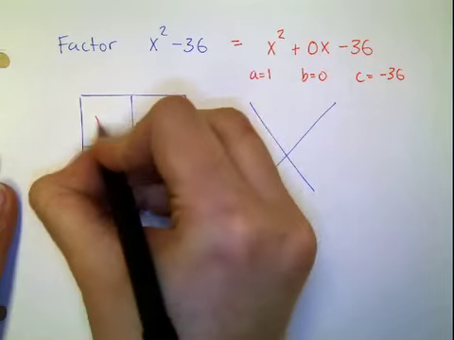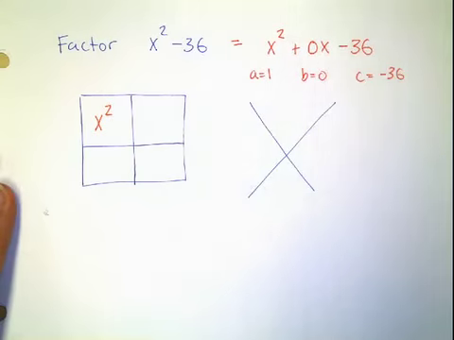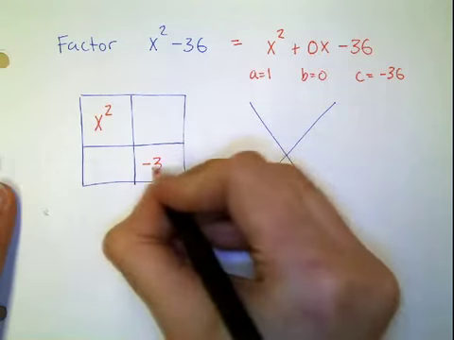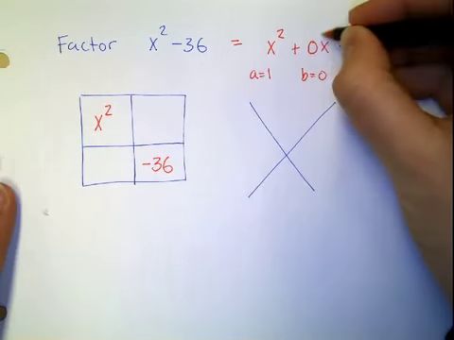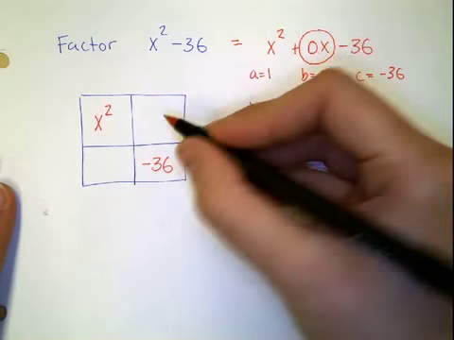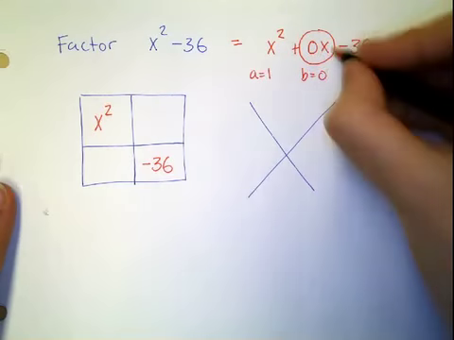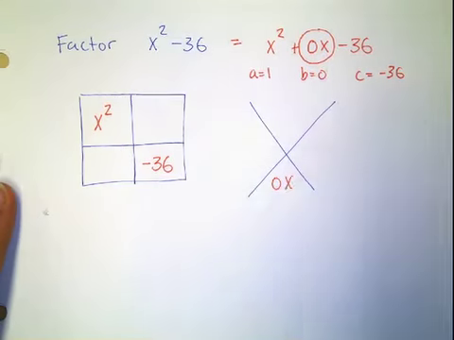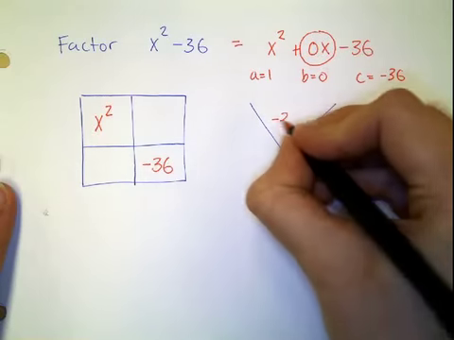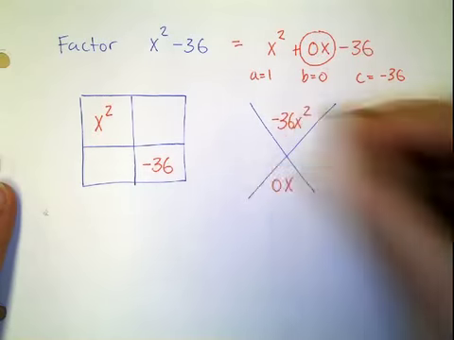Usually we always put the x squared in the top corner, kind of just out of habit more than anything. The negative 36, the number always goes across from it. And then the thing in the middle, the 0x, is what is going to be split up between these boxes. So it's kind of a weird story here. 0x goes in the bottom of my diamond. When I multiply these corners, I get negative 36x squared.